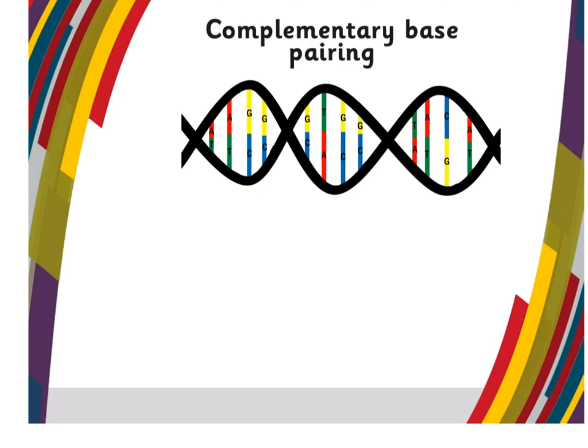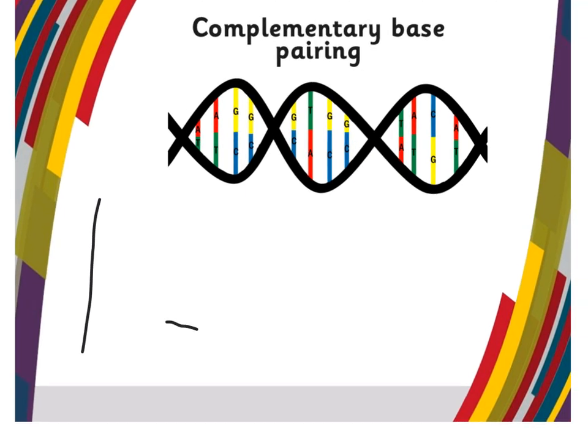So let's have a little practice. If I had a strand of DNA, and on this strand we had the letters G, C, C, C, A, what do you think would be on the other side? So pause the video now. What letters do you think would be on the other side? Remembering our new rule, A and T always go together and G and C always go together. So pause the video now and have a go at that for me, please.